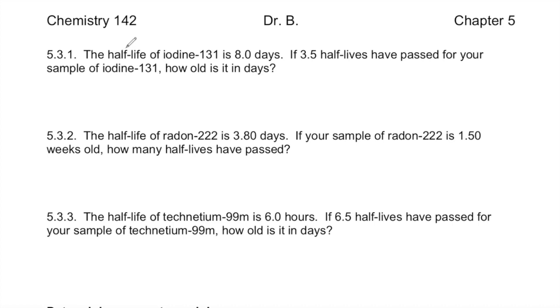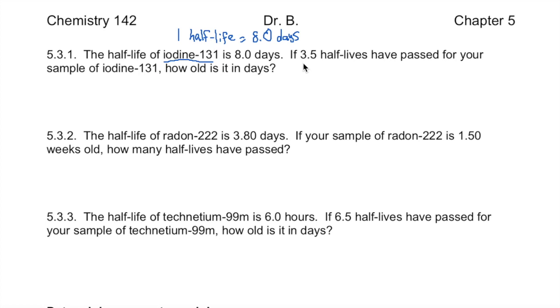So for this first example, we are told that we have a certain radioactive isotope, iodine-131, and that the half-life is 8.0 days. So one half-life is 8.0 days. That 8 is a relationship. We're being told that one half-life is equal to 8 days. So this is not what we're trying to convert. This is the relationship.